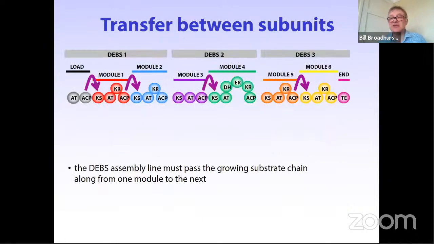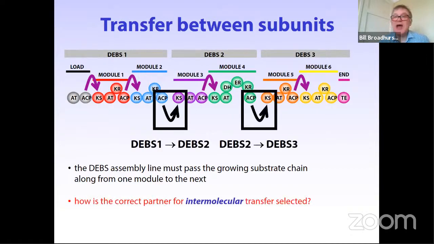Well, going back to the DEBS factory enzyme system for a moment, a key step happens when the product of one module is passed along so that it becomes the substrate of the next. Now, because DEBS consists of three polypeptide chains, this handover from one module to the next can occur in two different ways. The first type of handover occurs between modules that belong to the same polypeptide chain. This happens four times during the synthesis of erythromycin, represented by the four purple arrows in my slide. But the other two handover events occur between two different polypeptide chains. It happens once between DEBS1 and DEBS2, and then again between DEBS2 and DEBS3.